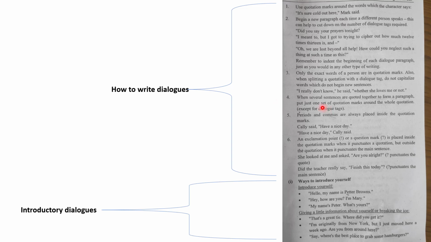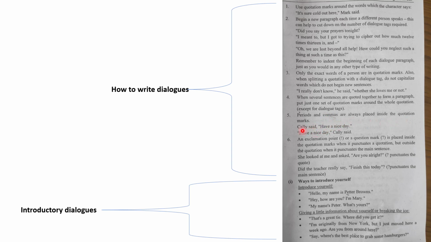The fourth one says, when several sentences are quoted together to form a paragraph, put just one set of quotation marks around the whole quotation, except for dialogue tags. So, as in the example we said earlier, if you are using many sentences which are said by the same person, try to put them into one set of quotation marks, which means two quotation marks, right? Except for dialogue tags. The number 5 says periods and commas are always placed inside the quotation marks.